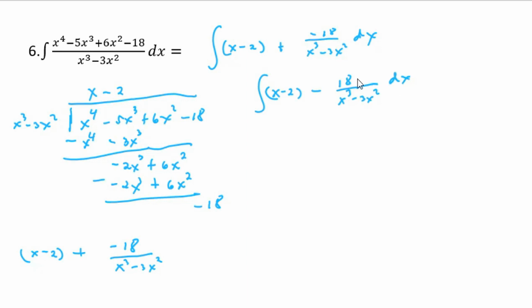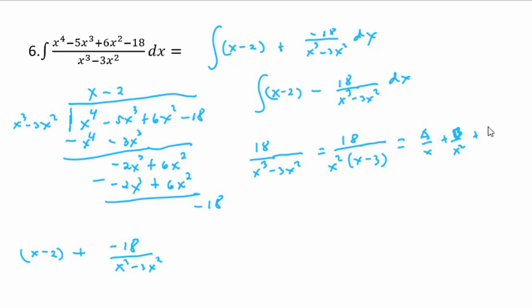After that, we are going to work with the second term, which is 18 over x cubed minus 3x squared. First, we factor out the denominator. We can write 18 over the common factor x squared times x minus 3. Now we write the equivalent partial fractions of 18 over x squared times x minus 3. It can be written as A over x plus B over x squared plus C over x minus 3.